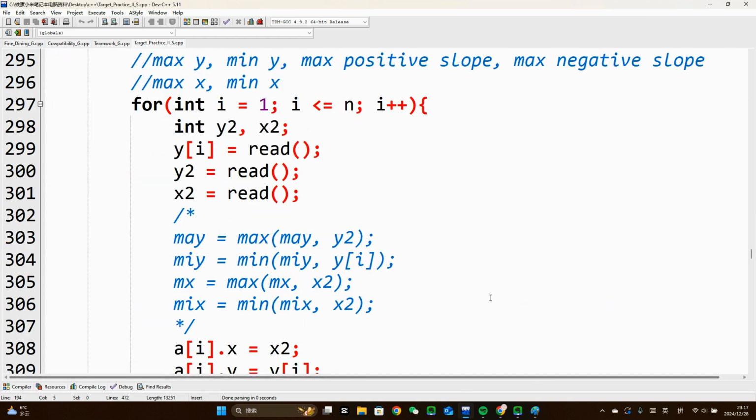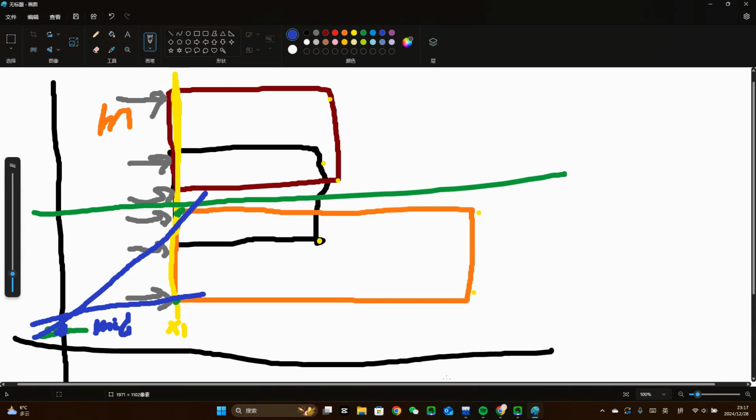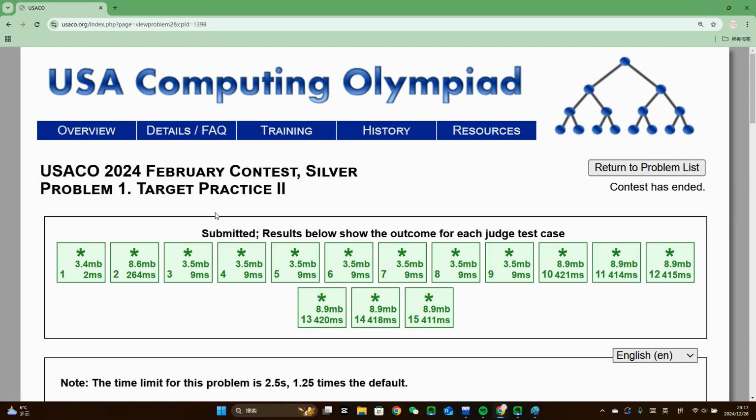So I don't know, but here's basically how you solve this problem. It's kind of hard. First of all, for silver, you first have to notice that you can divide it down the middle, and the lower ones are shot by negative slope, and the higher ones are shot by positive slope. That observation leads you to the observation that you can divide it into completely independent problems. And finally, you can solve these problems using two binary searches. All right. Hopefully, after this video, you understand how to solve the USACO 2024 February contest Silver Problem 1, Target Practice 2.